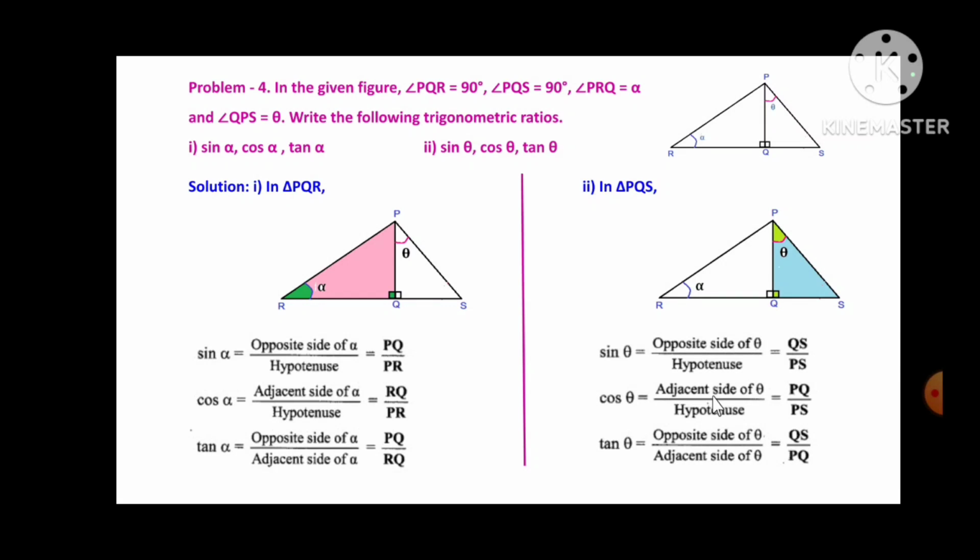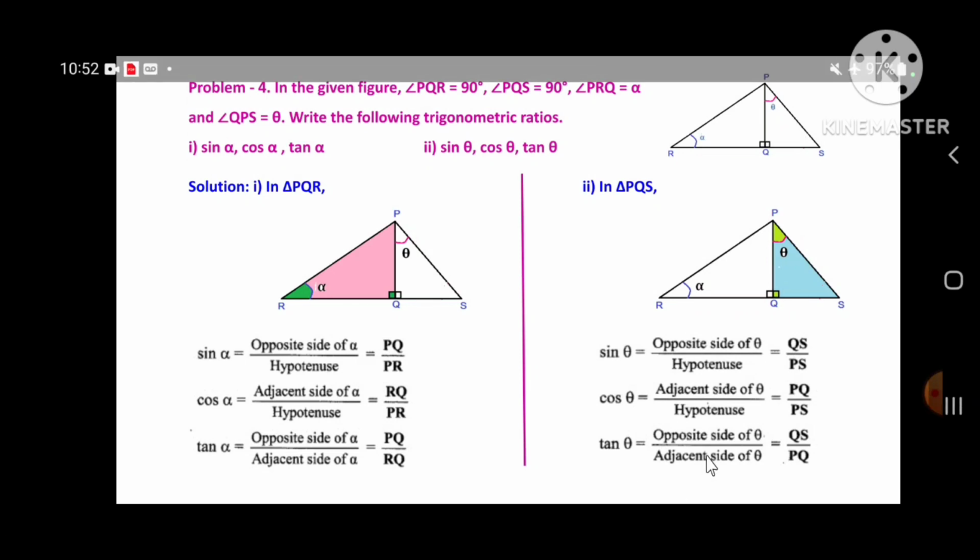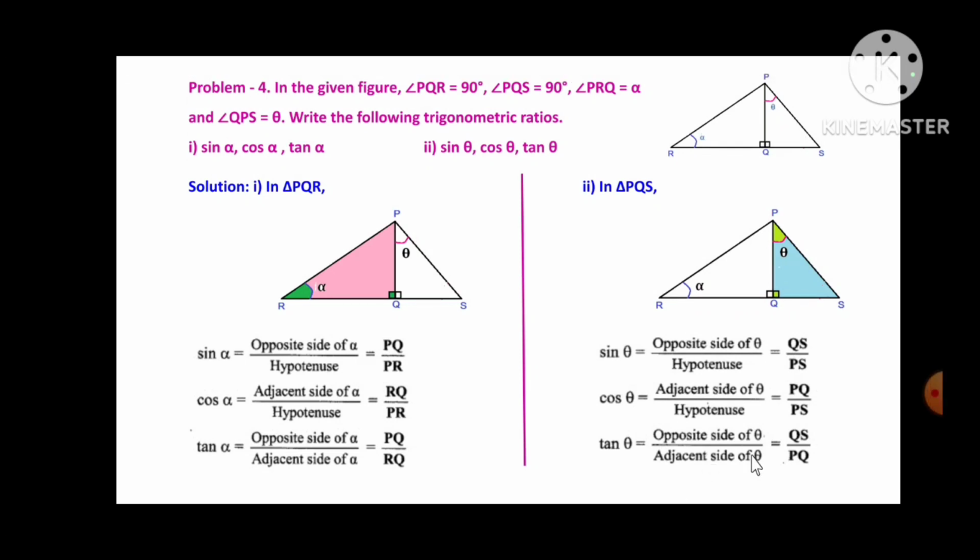Cos theta is adjacent side of this theta upon hypotenuse. Adjacent side is this PQ upon PS. Tan theta is opposite side of this theta to the adjacent side. Opposite side is QS and the adjacent is PQ. So tan theta will be QS upon PQ. So friends, by considering different triangles, these two individual triangles can be considered and solved. So try similar problems by using reference material.